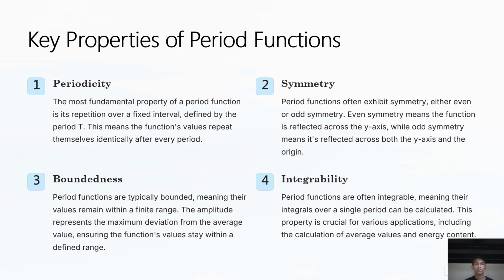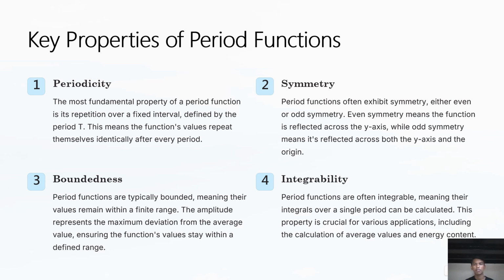Key properties of periodic functions. Periodicity. The most fundamental property of a periodic function is its repetition over a fixed interval, defined by the period T. This means the function's values repeat themselves identically after every period.